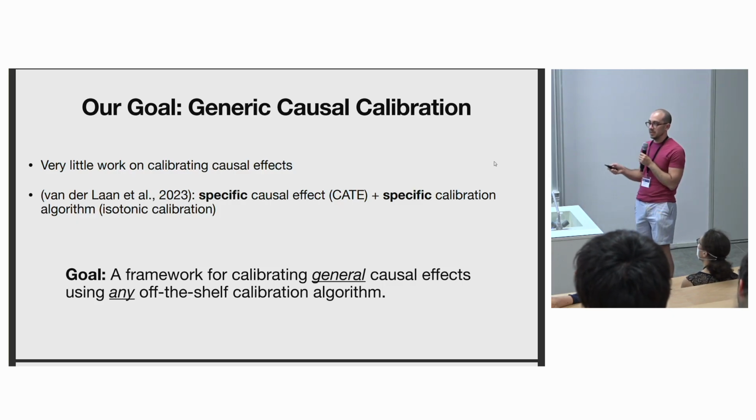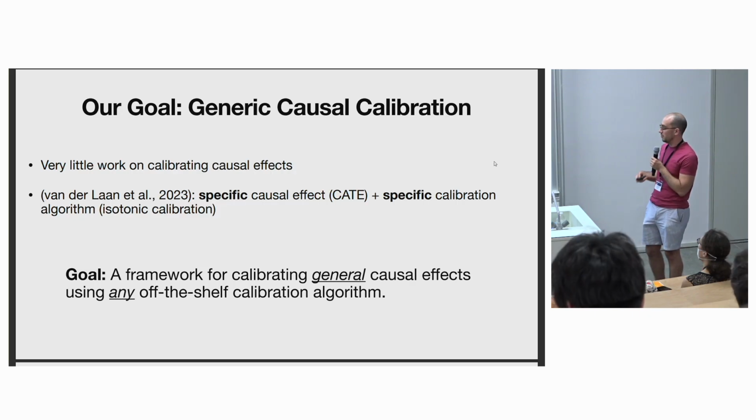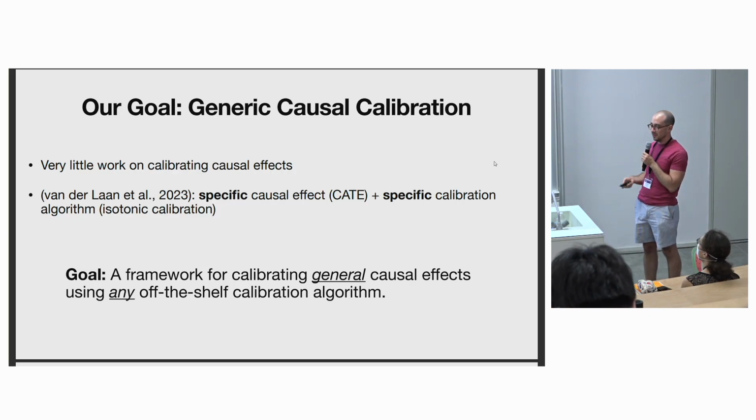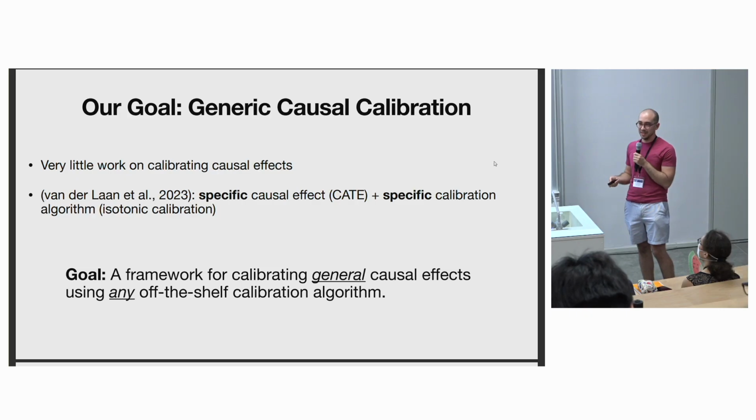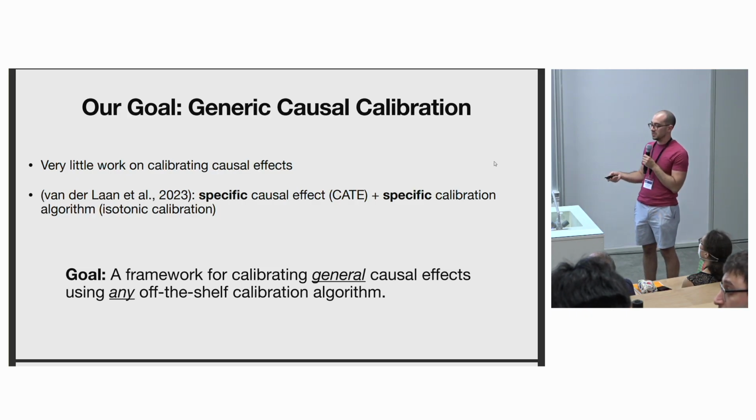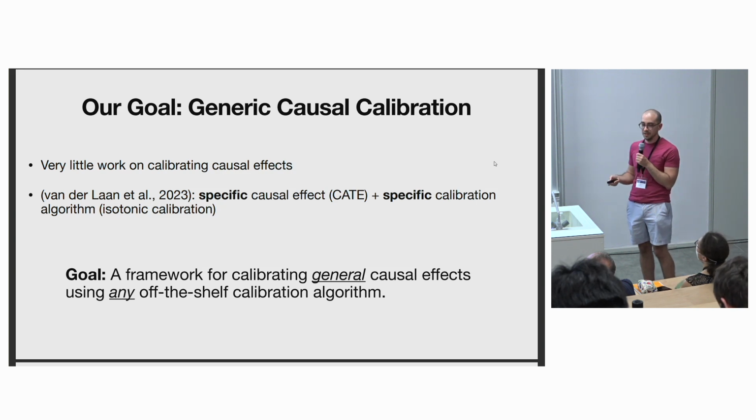But people have been studying calibration algorithms for years, and for each calibration algorithm have derived a variety of convergence guarantees. Likewise, depending on the decision-making task at hand, we might be interested in effects beyond just CATEs. We might be interested in these causal derivatives, quantiles, or other things of the sort. So that brings us to our goal.